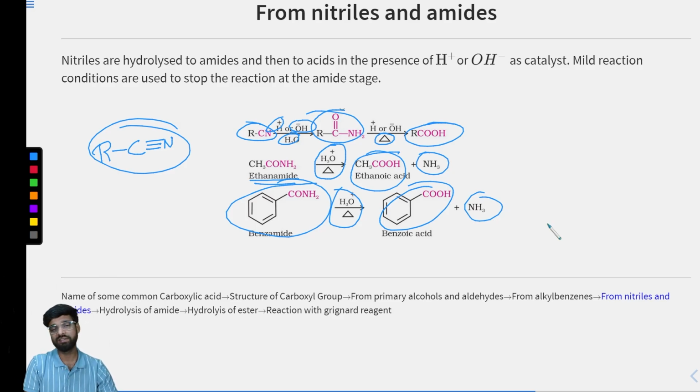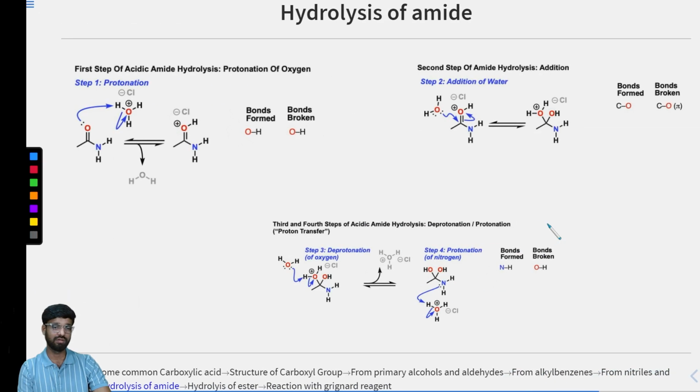So we can make a general statement that if we have a nitrile or amide, we can hydrolyze them in the presence of H plus or OH minus and heat it further to get our carboxylic acid. So this is our preparation from nitriles and amides. Now let us look at the mechanism here.